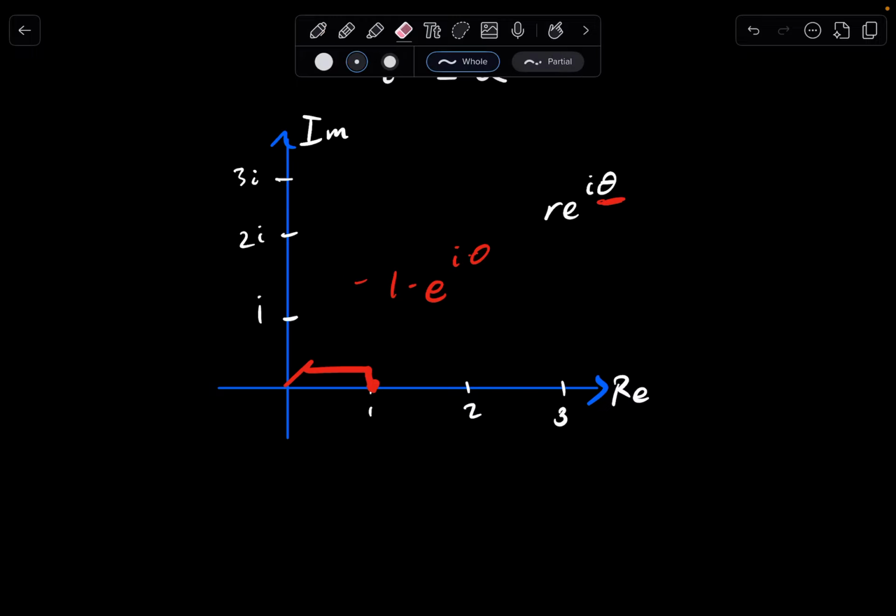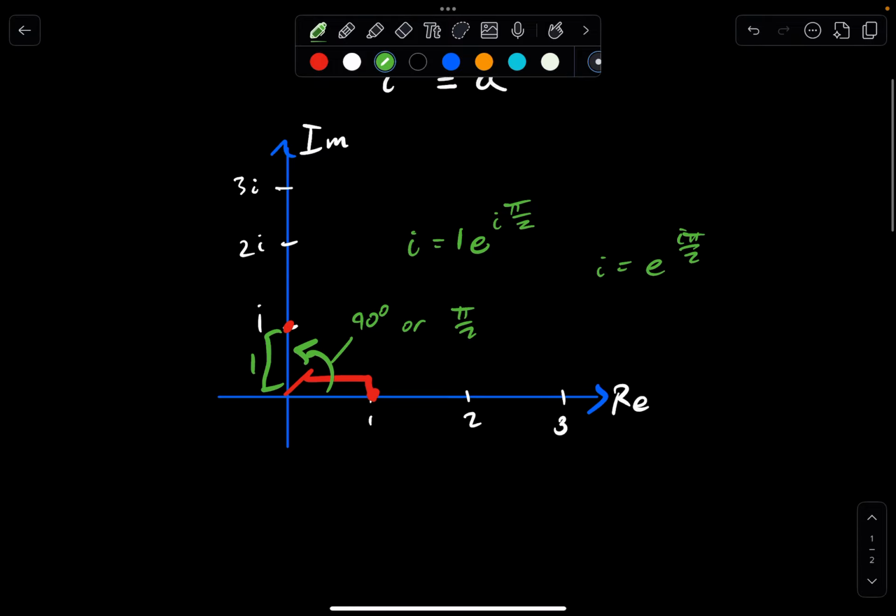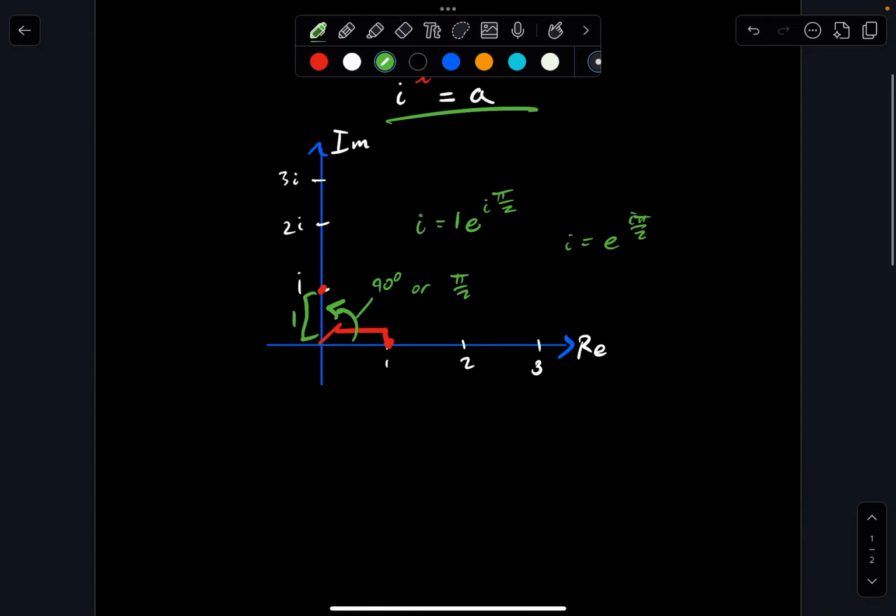Now, to describe i, which is what we're going to be doing for the purposes of this solution, we have to get the distance from the origin, which is 1. So we have i is equal to 1 times e to the i theta, and what's theta? Theta is this angle right here. This angle is 90 degrees, aka pi over 2. And for polar form, we use radians, so pi over 2. So i is equal to e to the i pi over 2. Now we can plug this definition back into our original formula to solve for x.